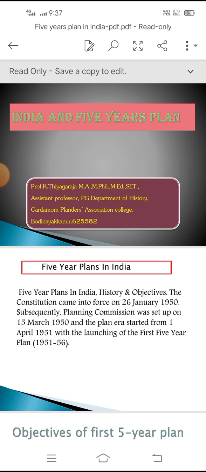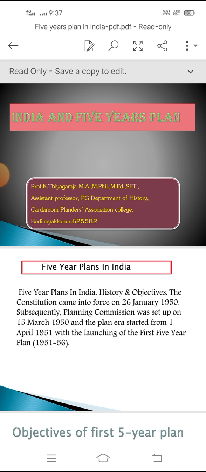History has four elements: social aspects, political aspects, cultural aspects, and economical aspects. These four components are like four pillars of history, like the constitution.